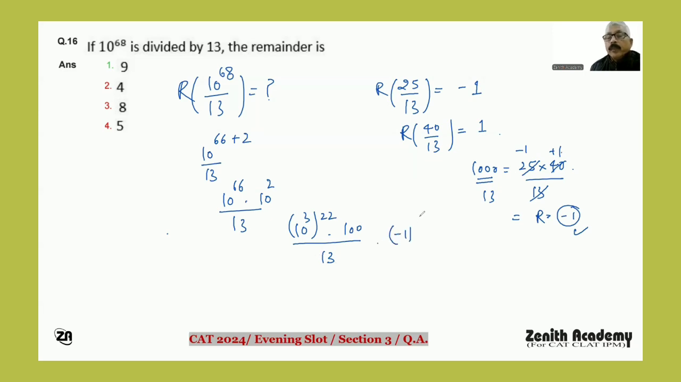And minus 1 to the power 22, which is already an even number. So minus 1 to the power even is a plus 1. Plus 1 into 100. 100 divided by 13, 13 sevens are 91. So remainder is 9. How simple it is. Answer is this.